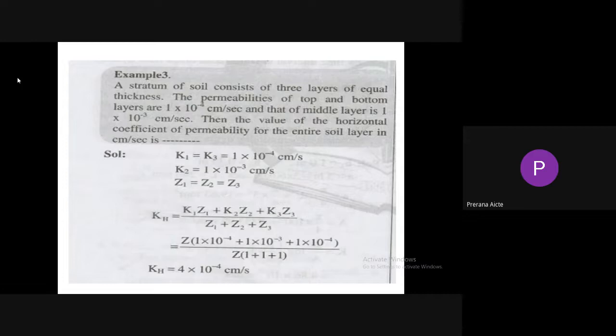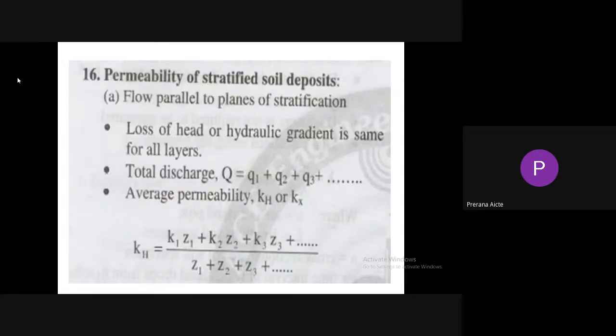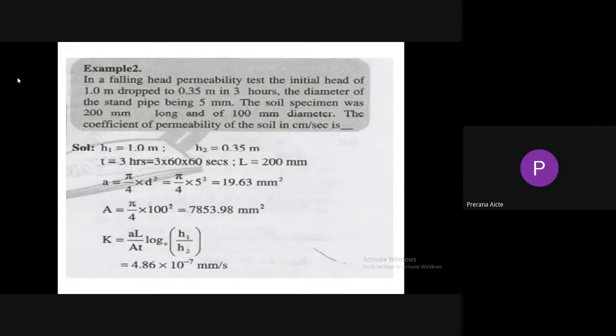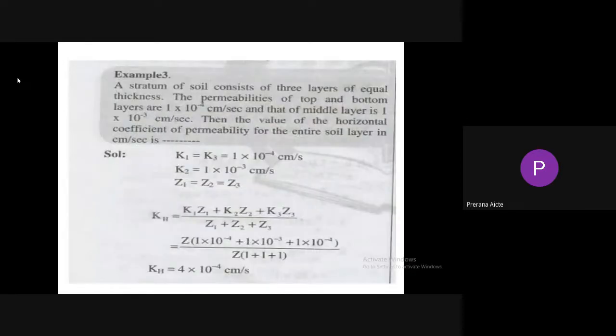So you can see a problem here. A stratum of soil consists of three layers of equal thickness. The permeabilities of top and bottom layers are 1 into 10 power minus 4 centimeter per second, and that of the middle layer is 1 into 10 power minus 3 centimeter per second. Then the value of the horizontal coefficient of permeability for the entire soil in centimeter per second is dash.